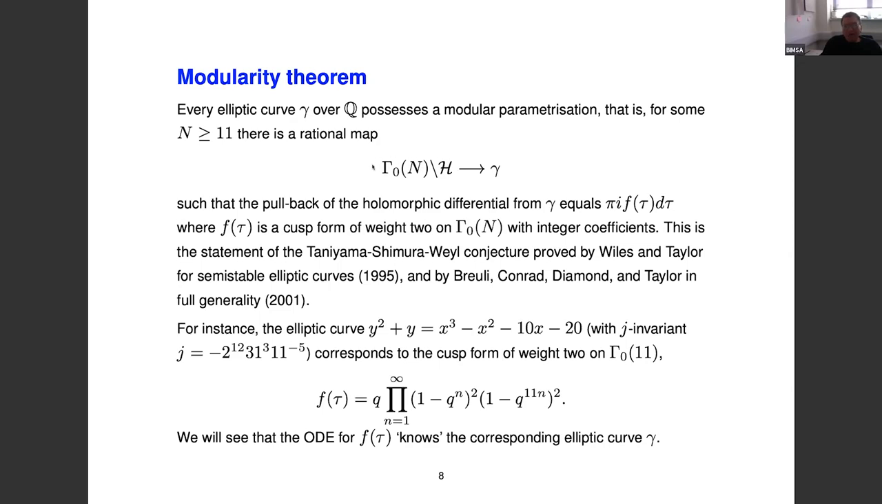So there is a rational map from this thing to our curve gamma, such that we can take the pullback of a holomorphic differential from gamma. So gamma is an elliptic curve, so it has a holomorphic differential. We can take it and pull it back to this quotient. Then this pullback can be represented in the form, where 2 pi i is just a standard multiple, f of tau d tau, where f of tau is a cusp form of weight 2 on this discrete subgroup, right? This is what it means that an elliptic curve possesses a modular parametrization. So let me repeat. There is a rational map from this quotient to our curve. In fact, this rational map is expressed in terms of this modular form f of tau.